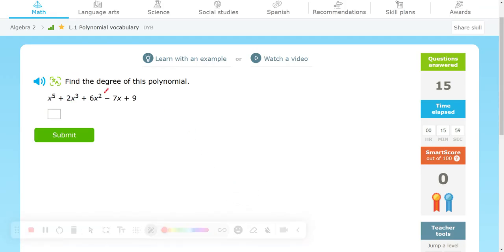Okay, first you need to find the degree of this polynomial. So the degree equals the highest power. Okay, highest power.